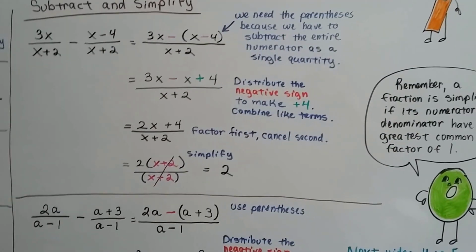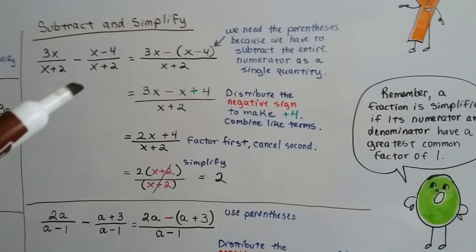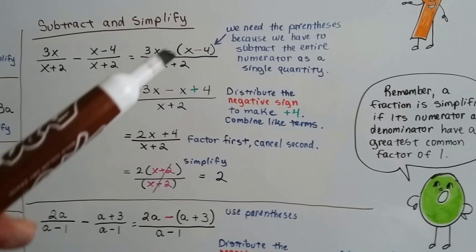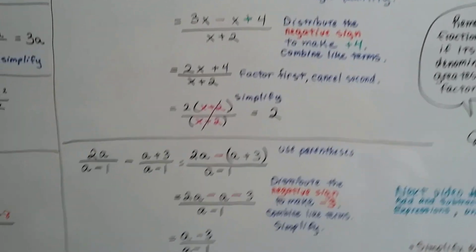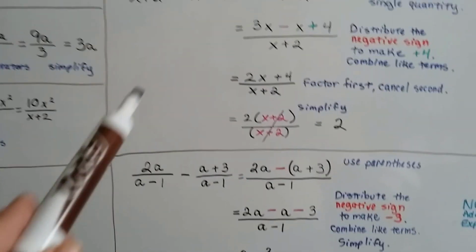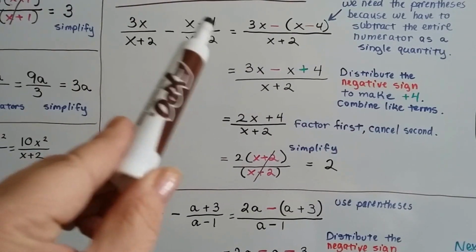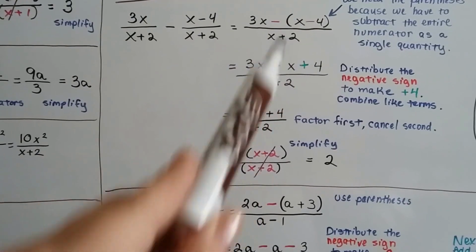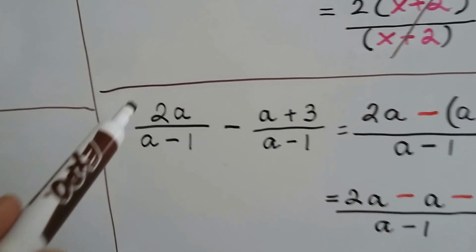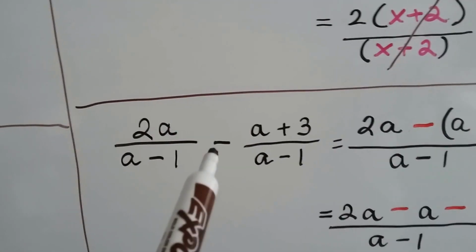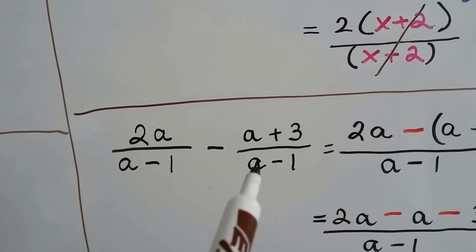All right? The most important thing you have to remember is the parentheses and distributing that negative sign. That's where a lot of mistakes happen, okay? Let's take a look at it doing it again, all right? In this one, we had a x minus 4 up here, all right? Let's see what happens when we have a plus, okay? So now we've got 2a over a minus 1, and we're taking away a plus 3 over a minus 1.